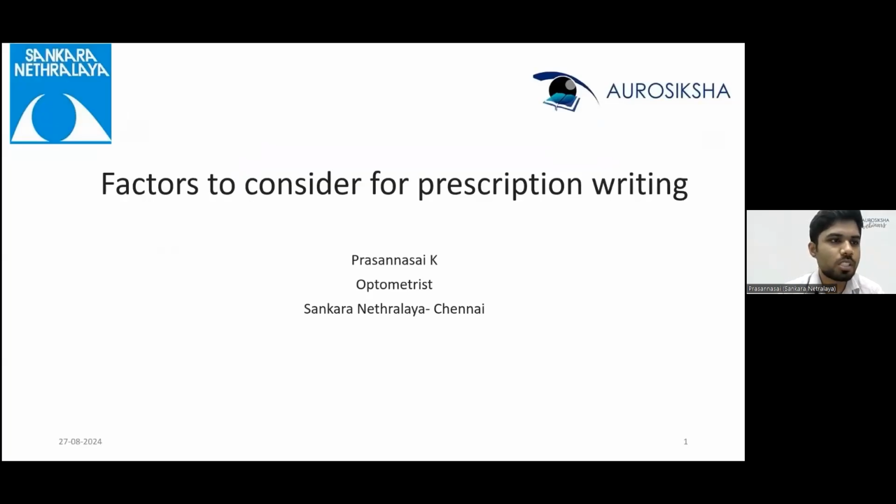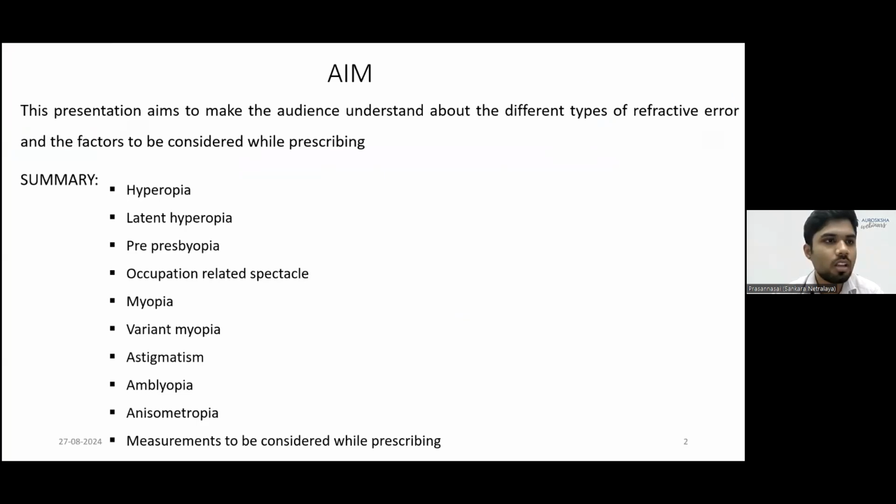The topic today I'm going to present is about the factors to consider for prescription writing. The aim of the presentation is to make the audience understand about the different types of refractive errors and the factors to be considered while prescribing. So this is the summary which I'm going to explain in the upcoming slides.